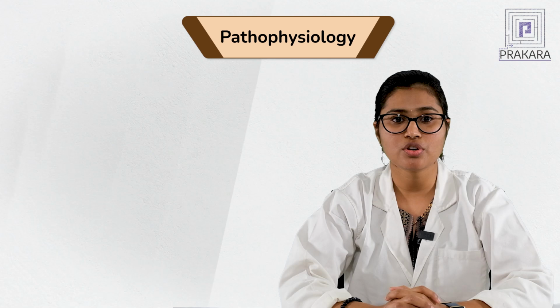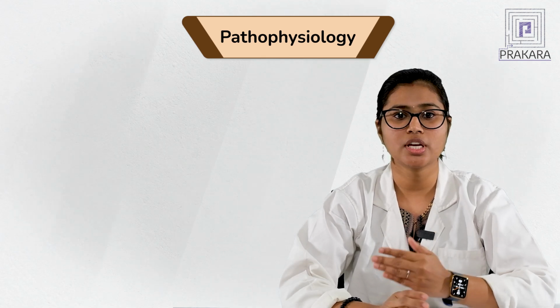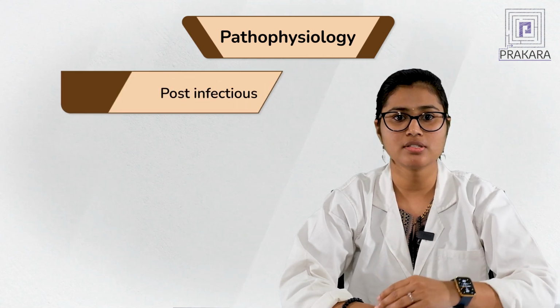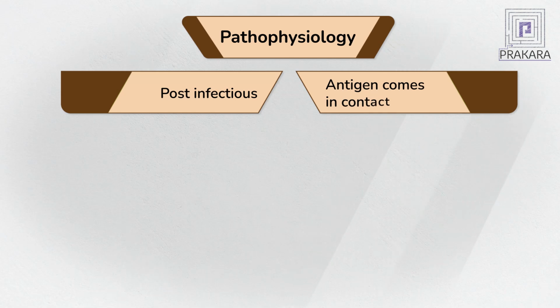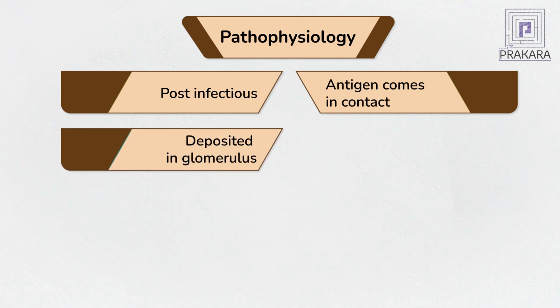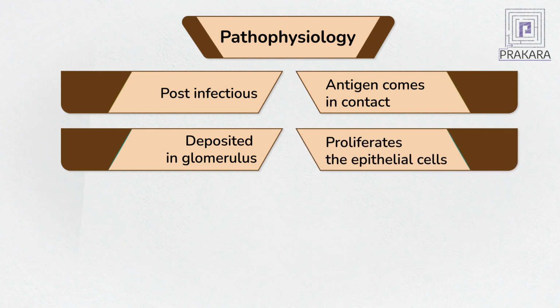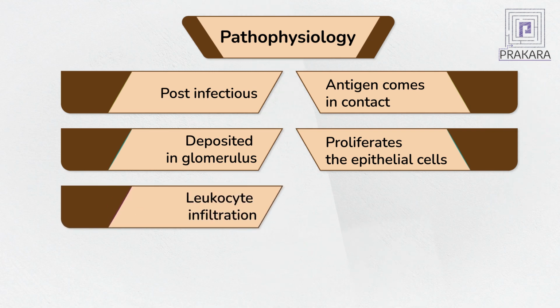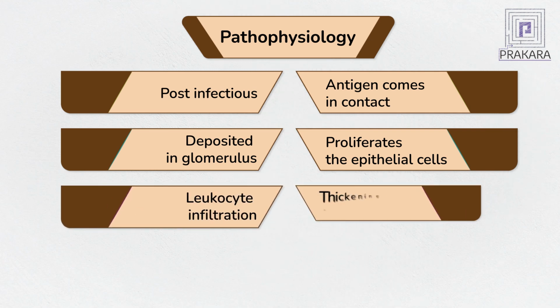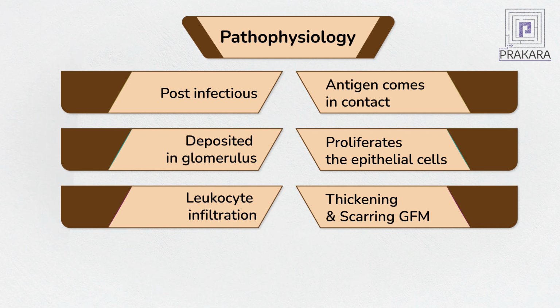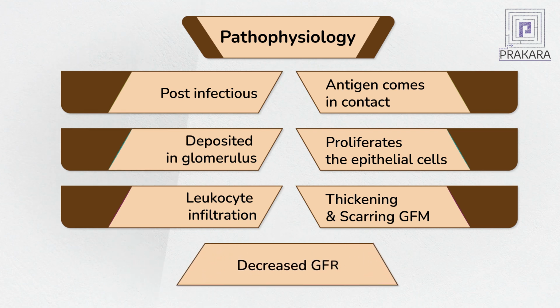Coming to pathophysiology of glomerulonephritis, suppose in post-infectious glomerulonephritis, antigen comes in contact with antibody, forming antigen-antibody complex. This antigen-antibody complex is deposited in the glomerulus. This deposit proliferates the epithelial cells of the glomerulus, and then it leads to leukocyte infiltration in the glomerulus, then ultimately it leads to thickening and scarring of the glomerular filtration membrane, resulting in decreased GFR.